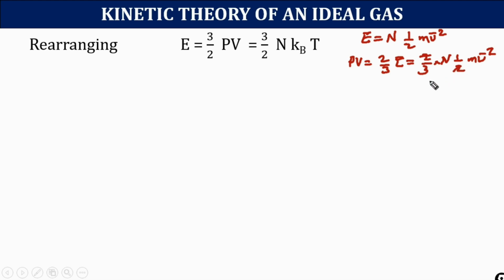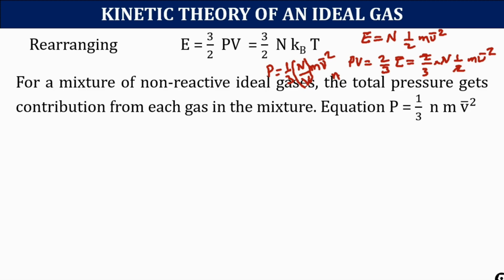The remaining term, P must be equal to 1 by 3 into N divided by V into m v bar square. We already know that the total number of molecules divided by volume represents small n, the number density. Hence, the expression for the pressure is P is equal to 1 by 3 n m v bar square.